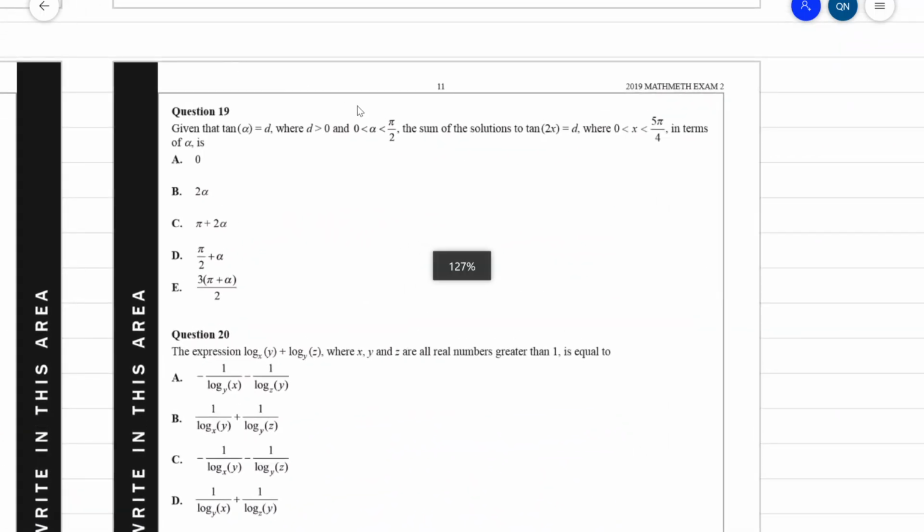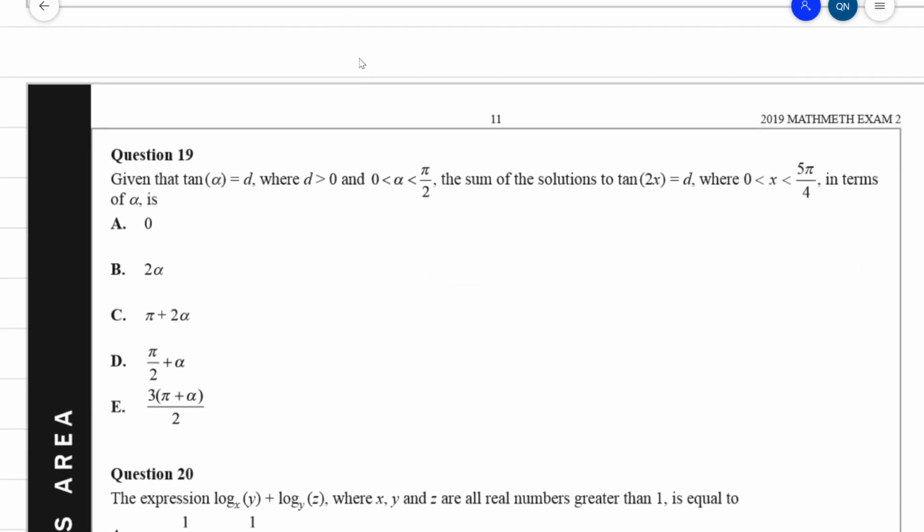This question is that tricky trig question. I remember doing this one actually. So how do you do this one? We have tan of 2 theta equals d, and alpha is between 0 and pi on 2. Tan of alpha is equal to d.